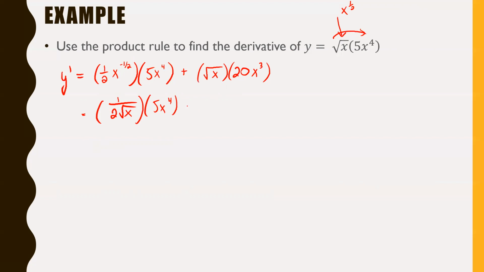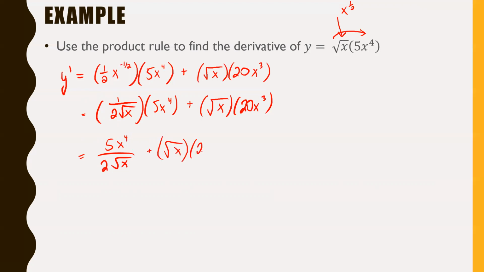And then this guy, really, there isn't much I can do to fix that, if I'm being totally bluntly honest with you. This is just going to be the square root of x times 20x to the power of 3. Now, if you want to go a little crazier with this, we might as well write this piece as a single fraction. So you could write this as 5x to the power of 4 over 2 square root x. And then this is still plus the square root of x times 20x to the power of 3.